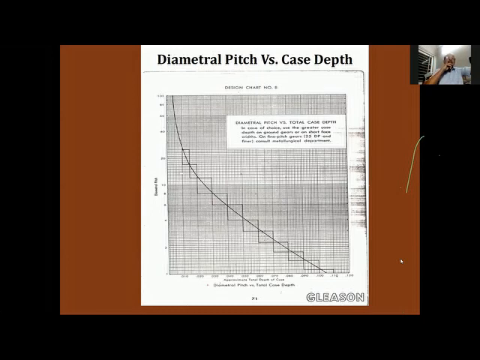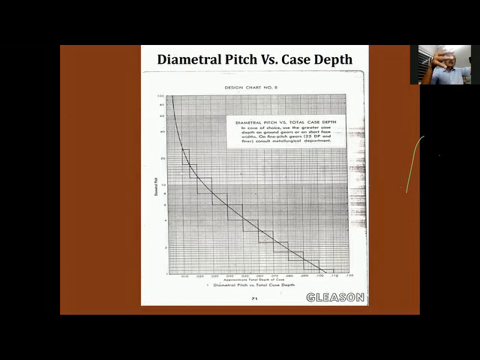Yeah, I mentioned the module. Diametral pitch is 25.4 divided by module. So this curve shows how nominal case depth is related to the diametral pitch for the gear designer. Okay.